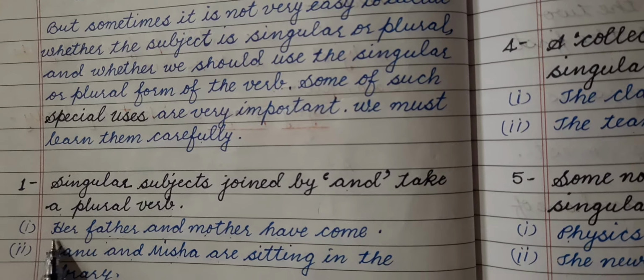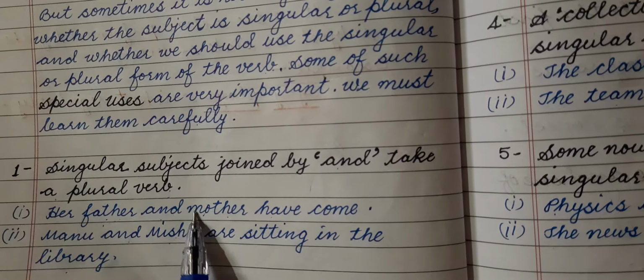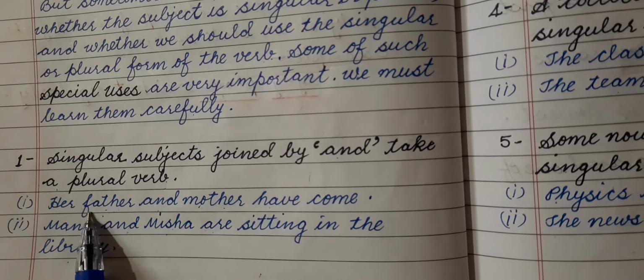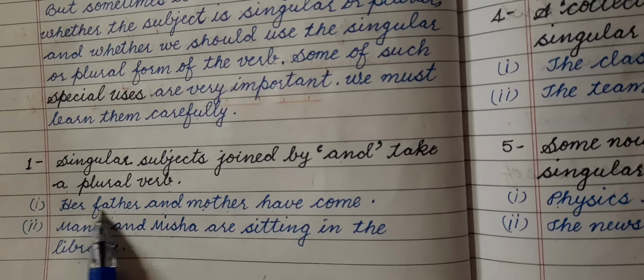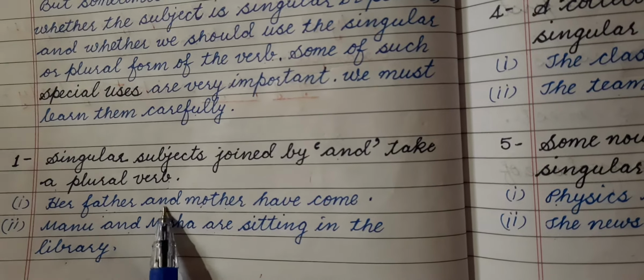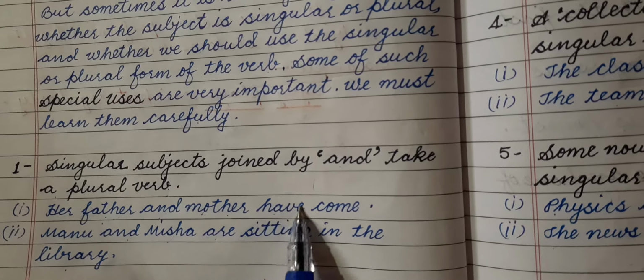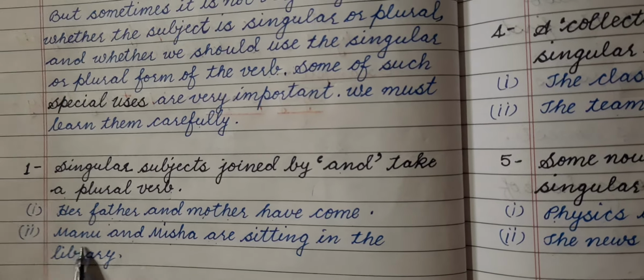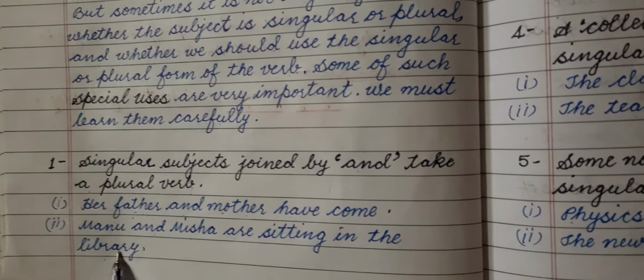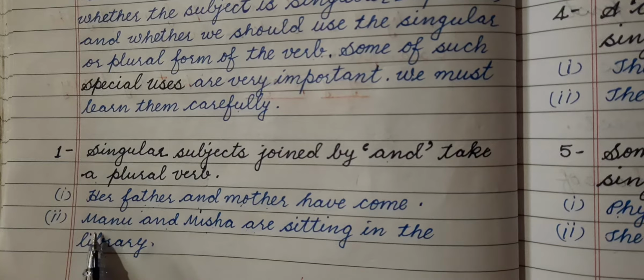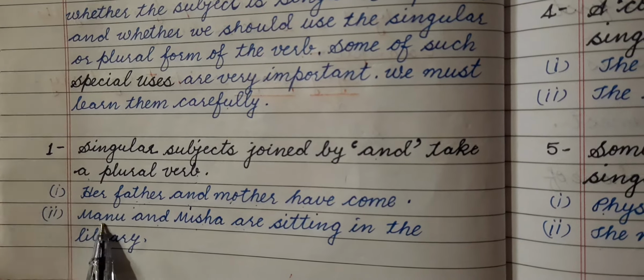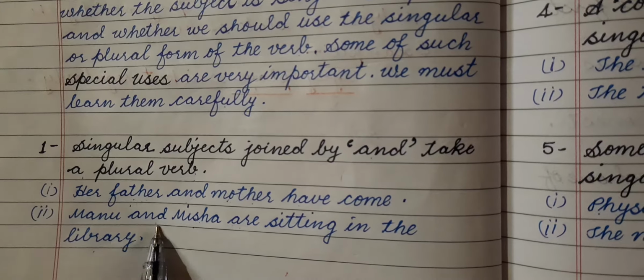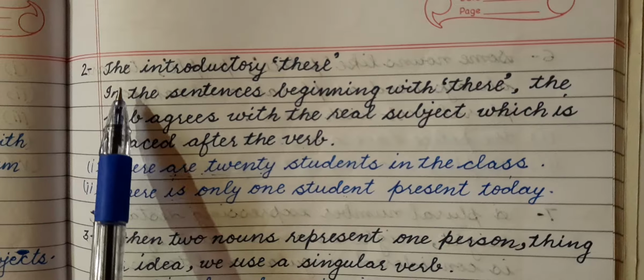Look at these examples. Her father and mother have come. Here two singular subjects are there, her father and mother, and they are joined with and. That's why a plural verb is used here. Manu and Misha are sitting in the library. Again here two subjects, they are singular, Manu and Misha, and they are joined with and. That's why a plural verb is used here.